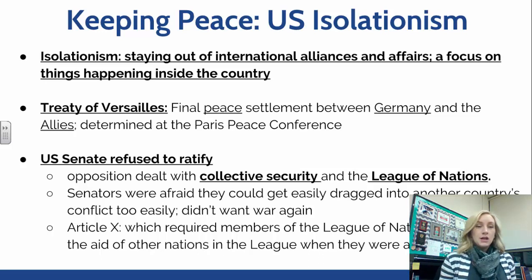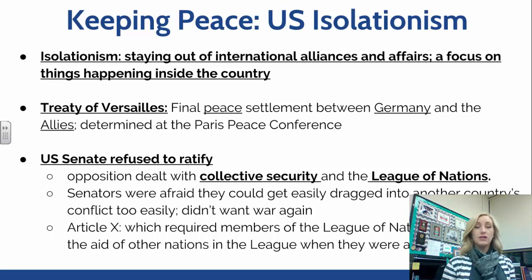So we have the Treaty of Versailles, which is the final peace settlement between Germany and the Allies, and it was determined at that Paris Peace Conference, and we're going to talk a little bit more about that. And here's the thing, though, Woodrow Wilson and the Big Four were pretty much big advocates of this, and the world was waiting to see this peace treaty go through that then included some of the League of Nations. Well, the U.S. Senate refused to ratify it.